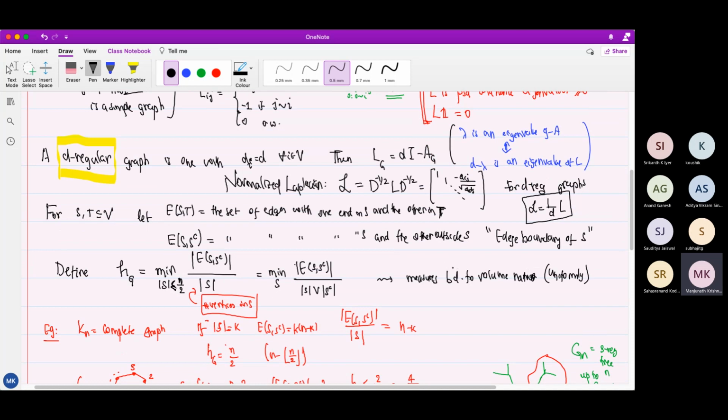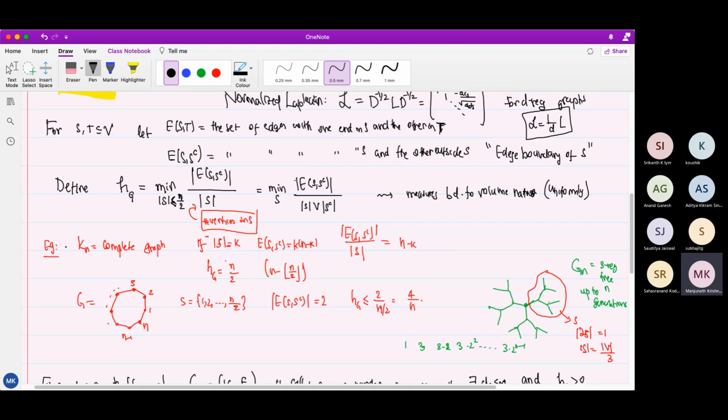So if we restrict to this, some things are better stated in terms of the normalized Laplacian, some in terms of the Laplacian, some in terms of the adjacency matrix. But for d-regular graphs, all these can be transferred to each other. So the key thing that I introduced last time was the expansion coefficient: for any set with size not more than half the graph, you look at the number of edges that go out and divide by the size of the set.